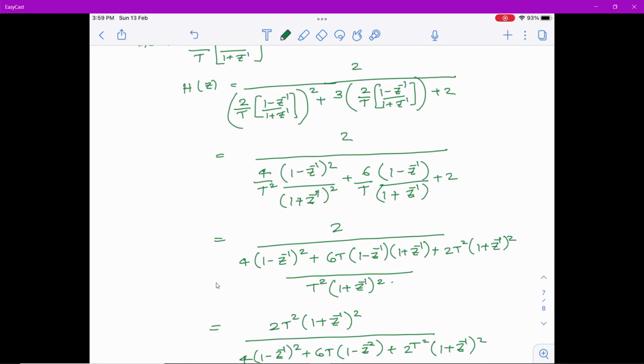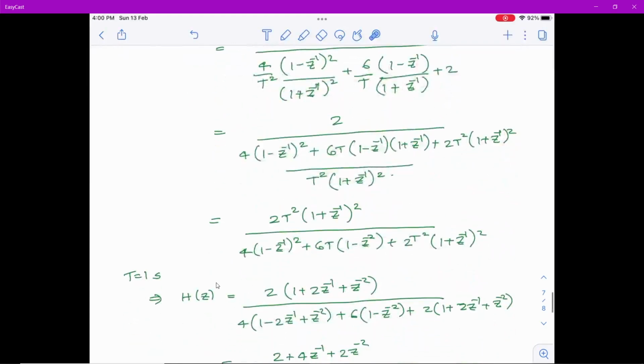Okay, so what I did was I just took out the square. So this is 4 by T square, ((1 minus z raised to minus 1) by (1 plus z raised to minus 1)) whole square, plus 6 by T, (1 minus z raised to minus 1) by (1 plus z raised to minus 1), plus 2. Now you multiply and divide the denominator by T square (1 plus z raised to minus 1) whole square. So it will become like this. Then you bring T square (1 plus z raised to minus 1) whole square to the numerator. So it comes like this. So this is a good expression.